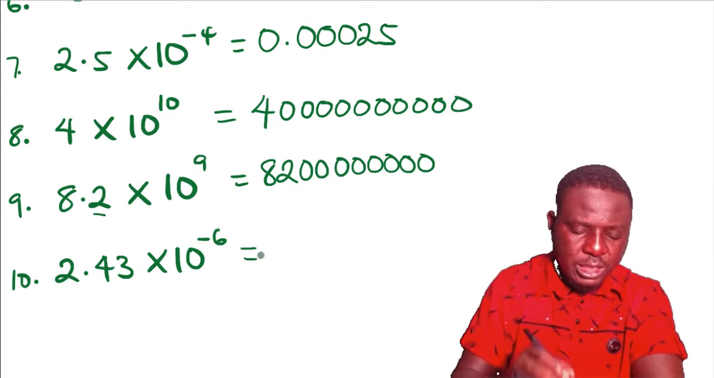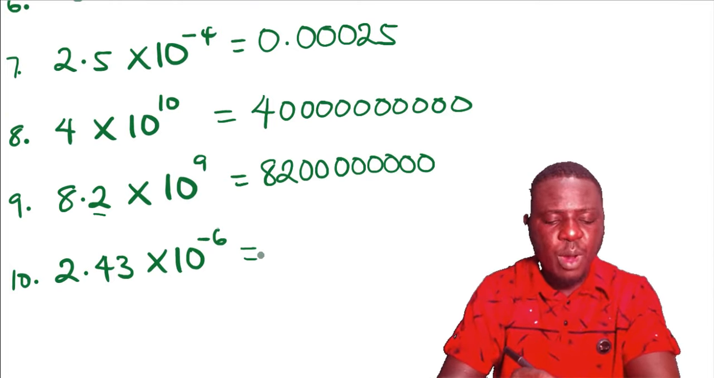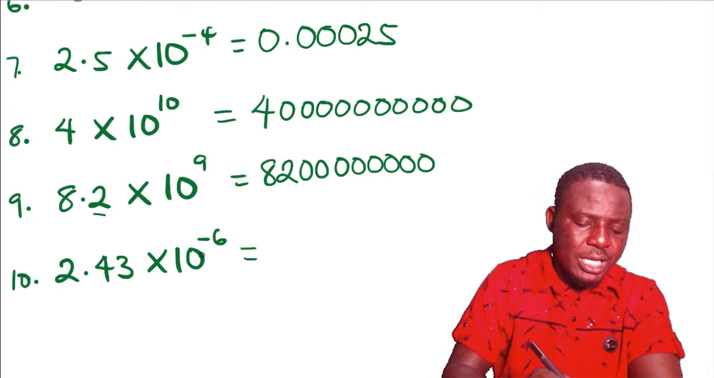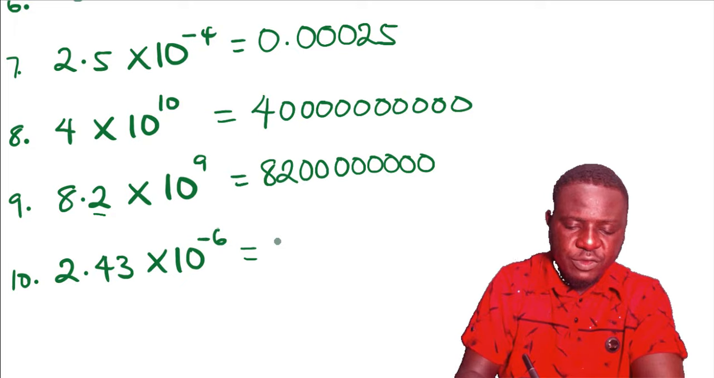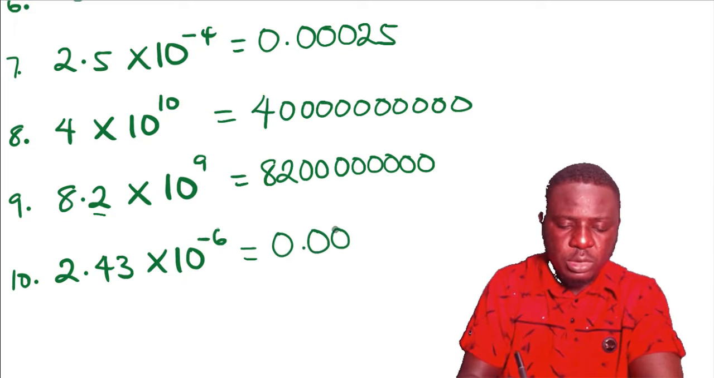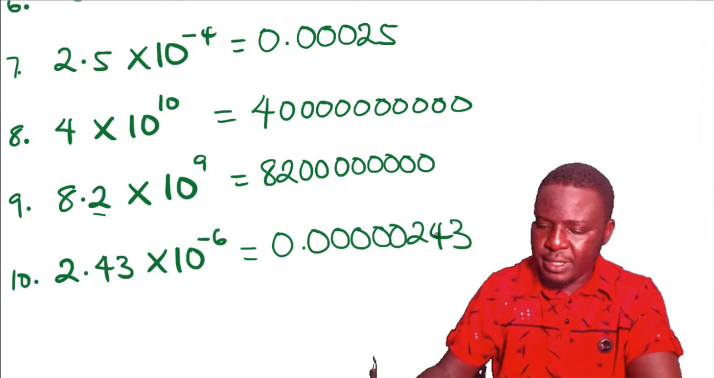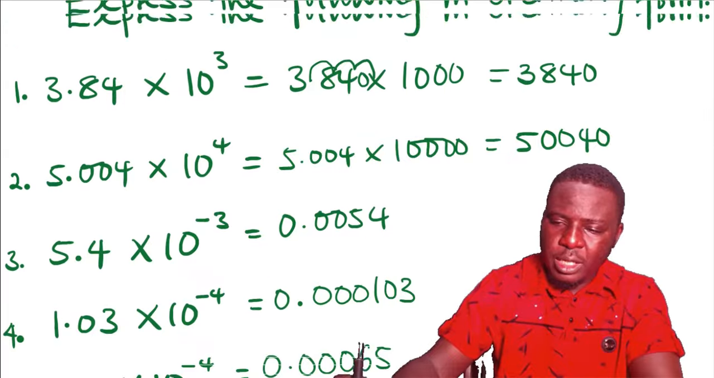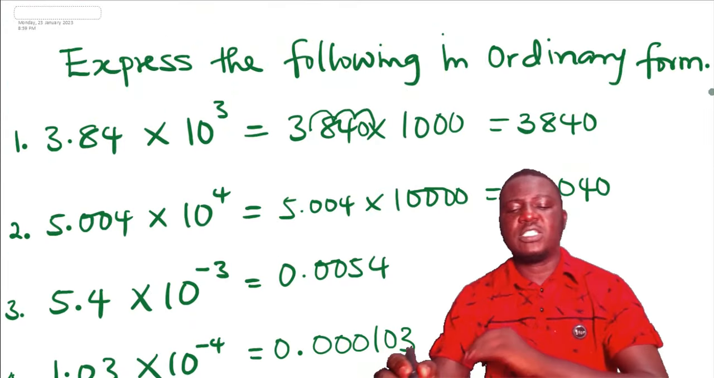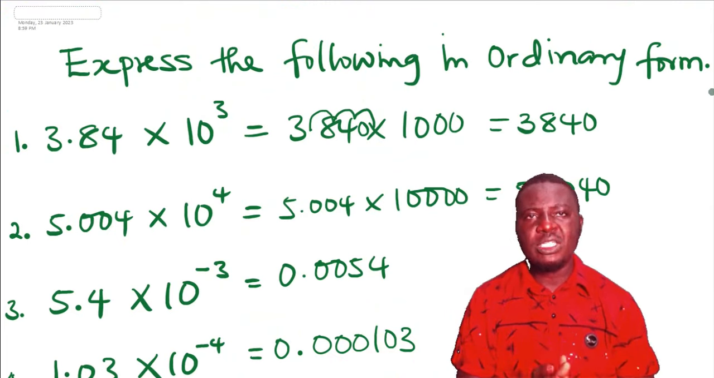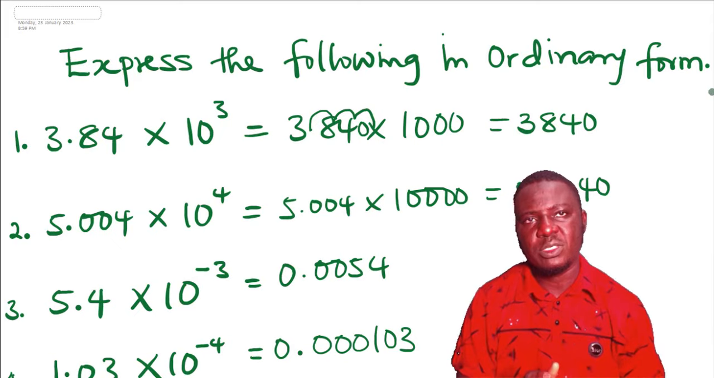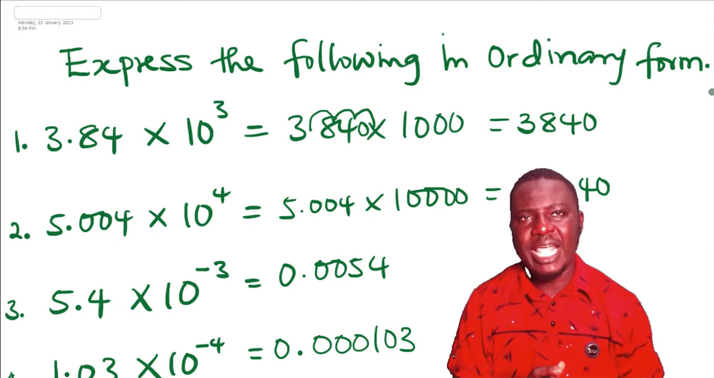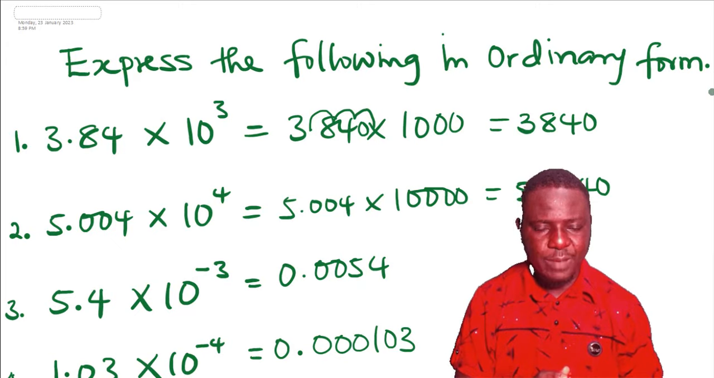Also, this is 2.43 times 10 raised to the power of minus 6. It therefore means that we are going to have 5 zeros before 2, because we are moving towards the left. So this becomes 0.1, 2, 3, 4, 5, 2, 4, 3. So with this, we have been able to express numbers from ordinary forms to standard forms, and from standard forms back to ordinary forms. That brings us to the end of this episode.